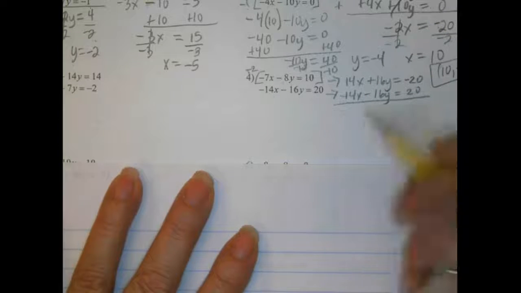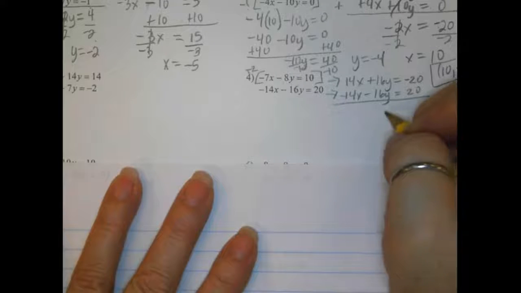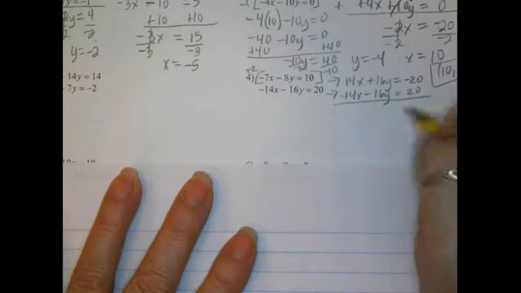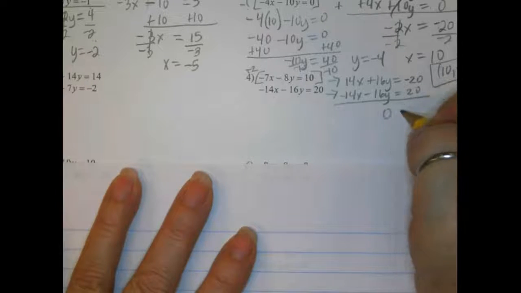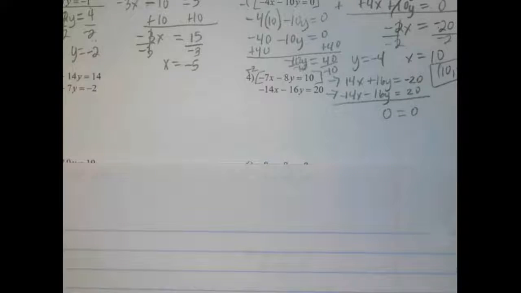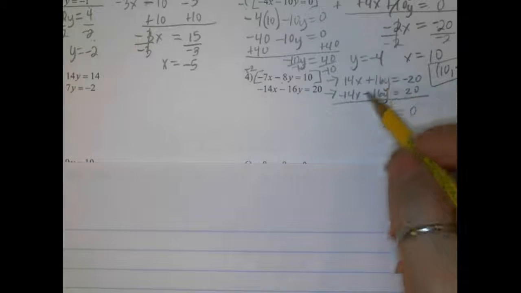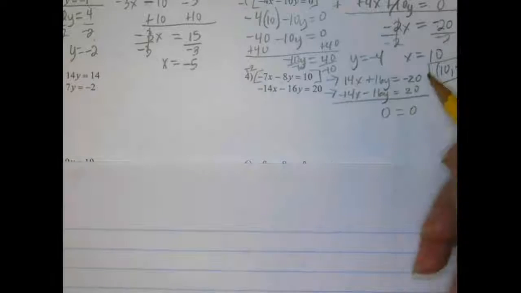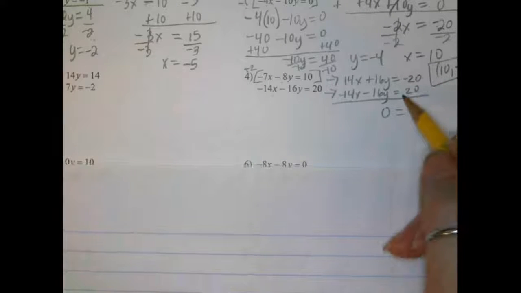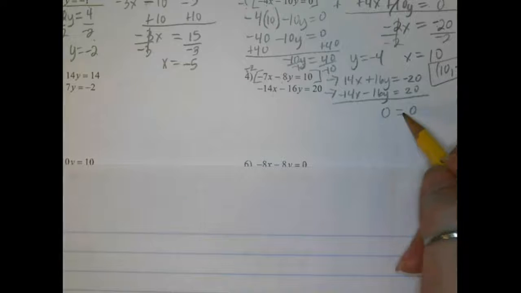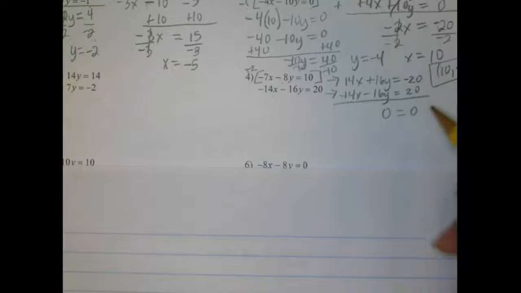What do I get? Yeah, so what's my answer going to be? 0 equals 0, right? Because they're all going to be zeros. 14 minus 14 is? 16 minus 16 is? -20 plus 20 is? So if 0 equals 0, that means any possible number can work.